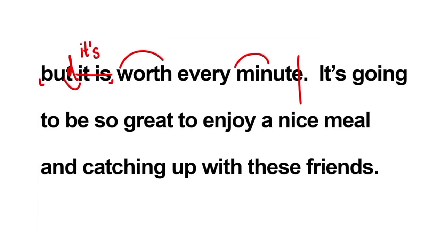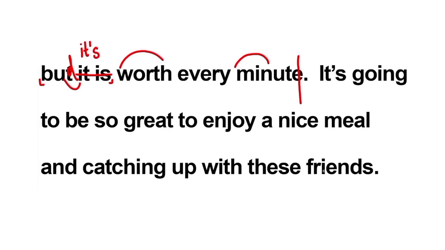However, in the context of the whole sentence, where we have that against the longer, more stressed words, it sounds very natural to a native speaker. But it's worth every minute.